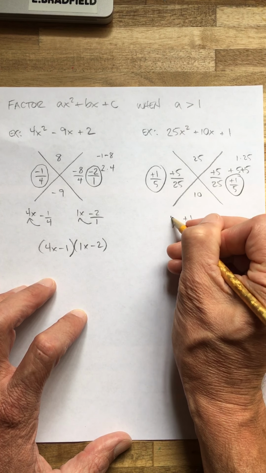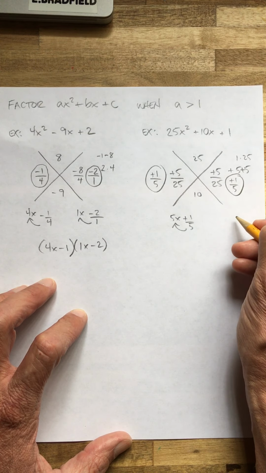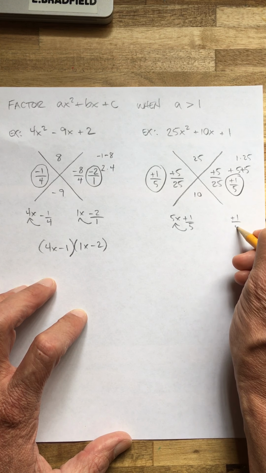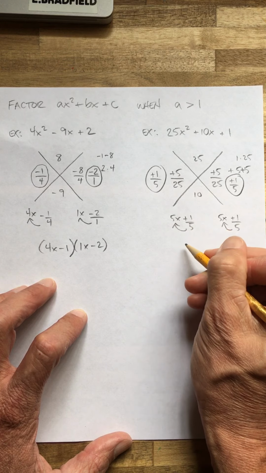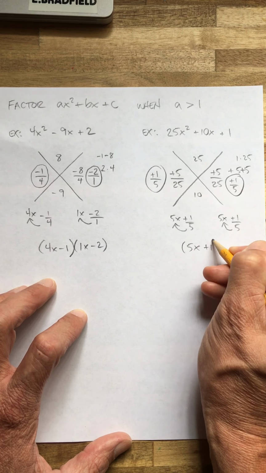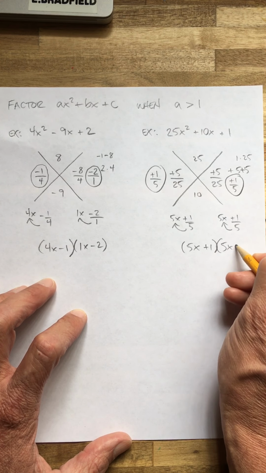Bottoms up, so we have a 5 with an x. Over here it's the same thing, plus 1 over 5. So bottoms up, we have a 5 with an x. And there's my factor, 5x plus 1 and 5x plus 1.